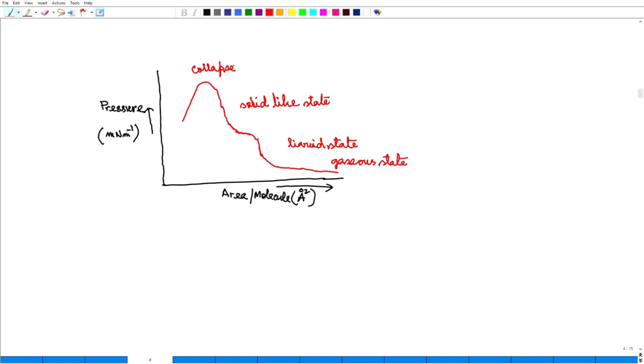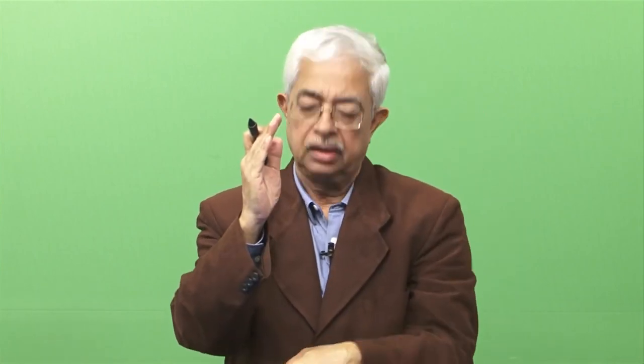As I told you earlier, collapse means now if I push it further, the molecule has nowhere to go. But what they will do, they are not going to jump and stay in the vacuum like this up there. They will be forced to go inside the water. Inside the water they will go, and that is called collapse. They will collapse, the whole thing will collapse.